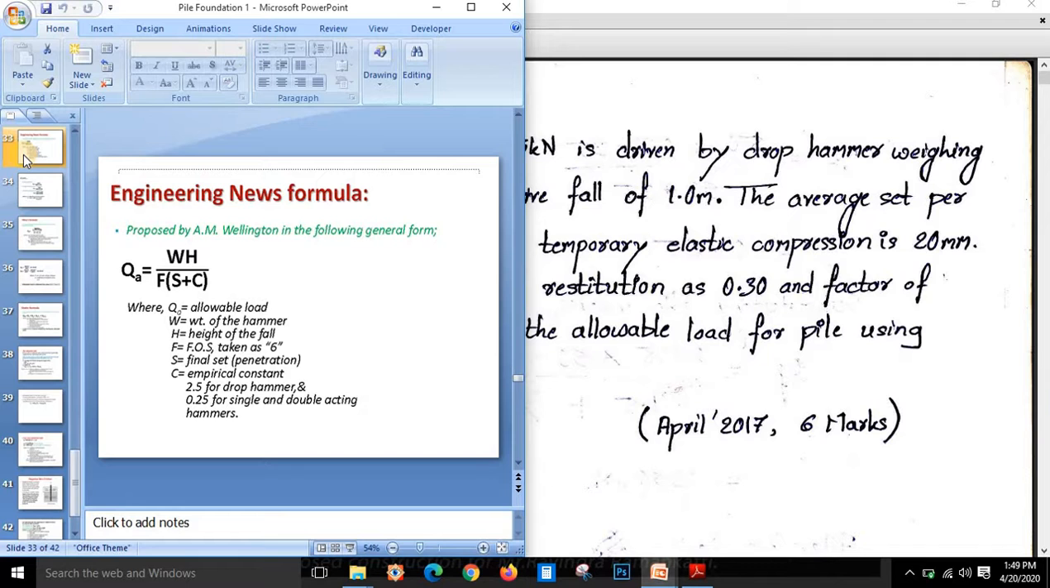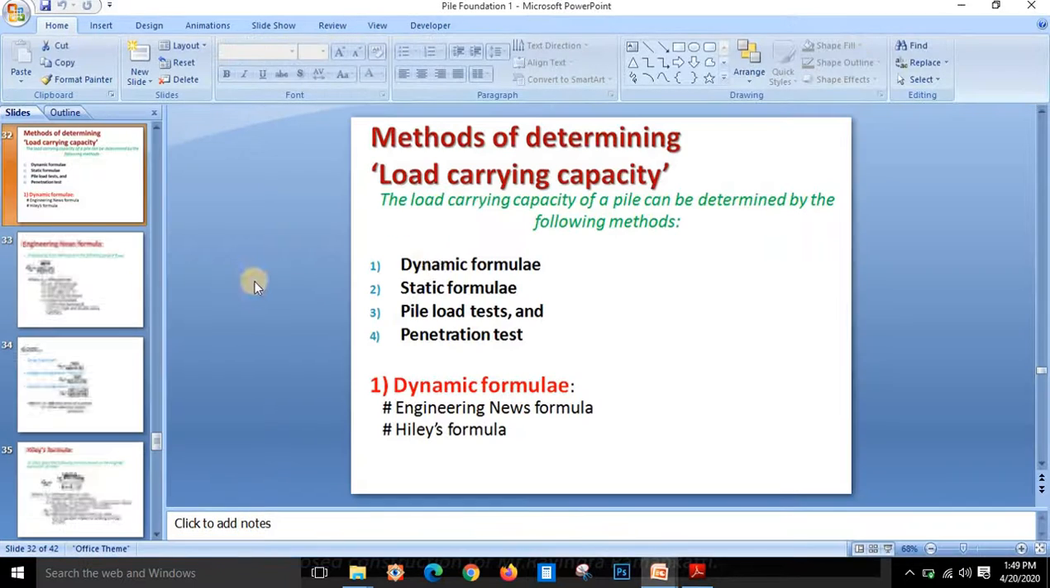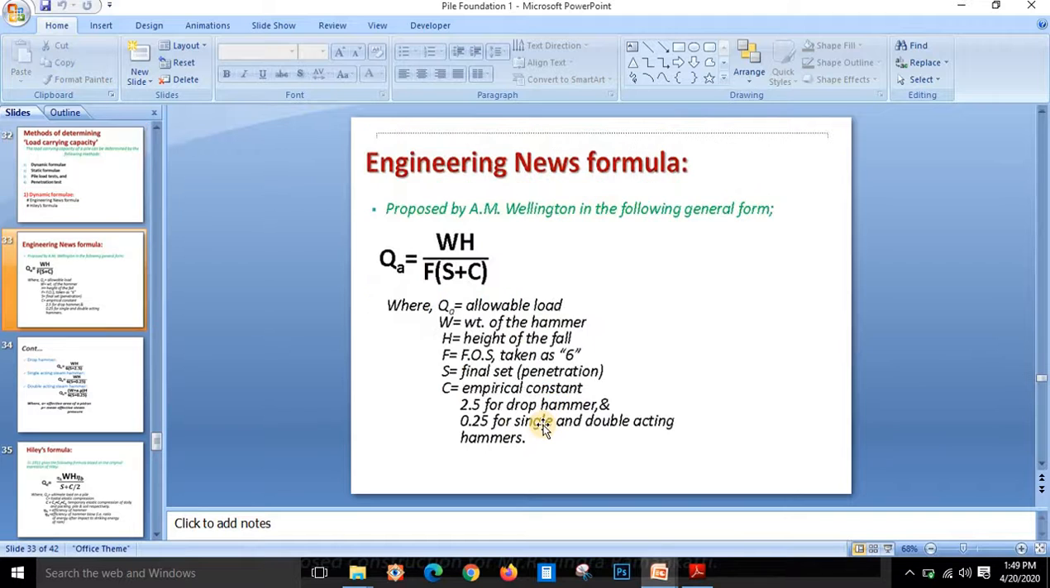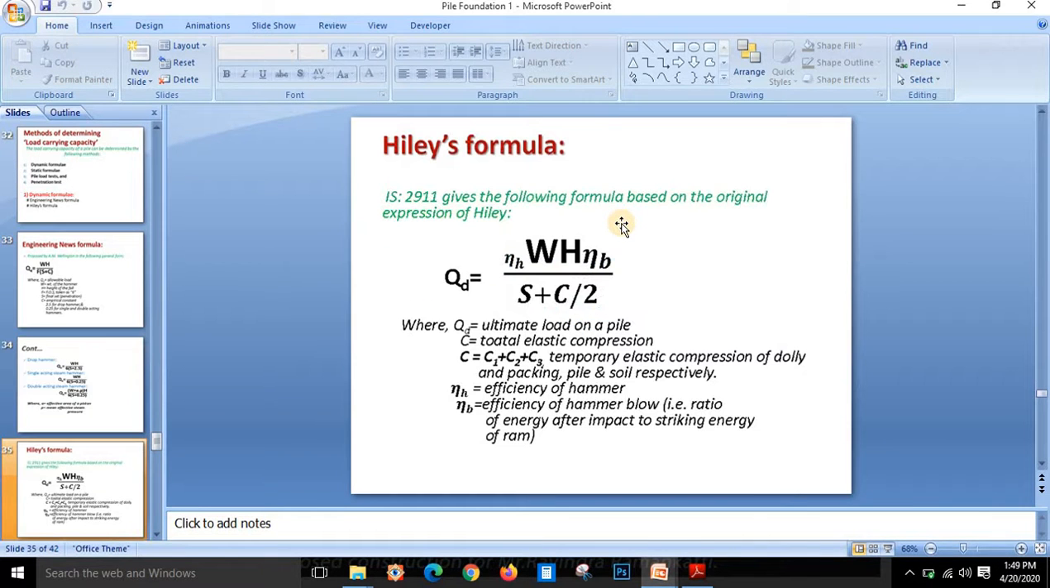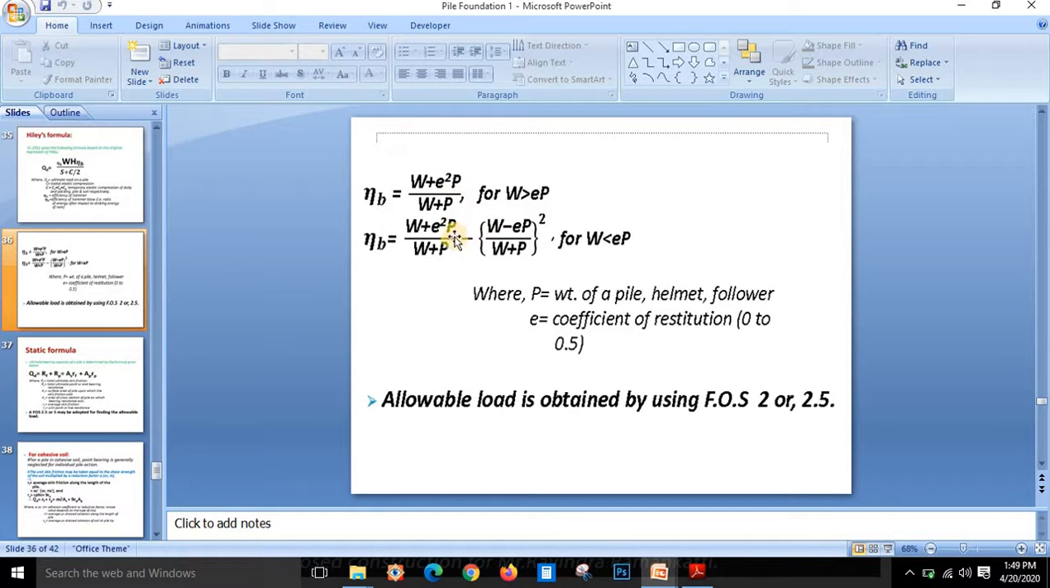To find the load carrying capacity of a pile, we have various formulas: dynamic formula, static formula, plate load test, and penetration test. In the dynamic formula, the engineering news formula and Hiley's formula are there. In today's problem, they have asked you to use Hiley's formula. You can see this is the engineering news formula and this is Hiley's formula. QD means the ultimate load on a pile. These are the other data which they have given. Next, to find this NB, we have to use these two formulas, find out NB and solve the problem.